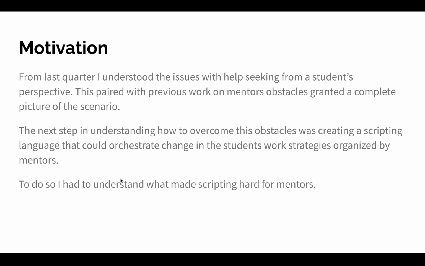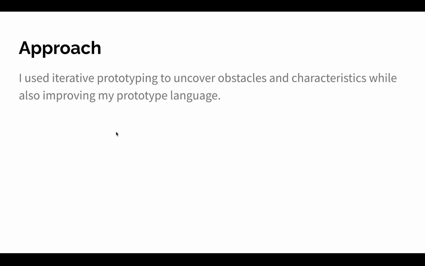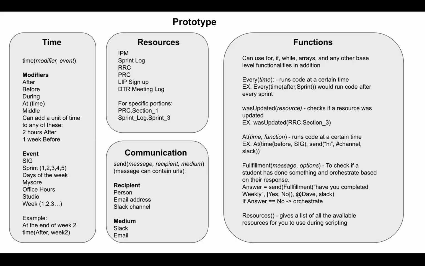To do so, I had to understand what made scripting hard for mentors. So the approach I used this quarter was iterative prototyping. This allowed me to uncover obstacles and characteristics while also improving my prototyping language at the same time, improving it and changing the testing and the prototype after each user test based on their feedback, and work on design arguments with different DTR mentors.